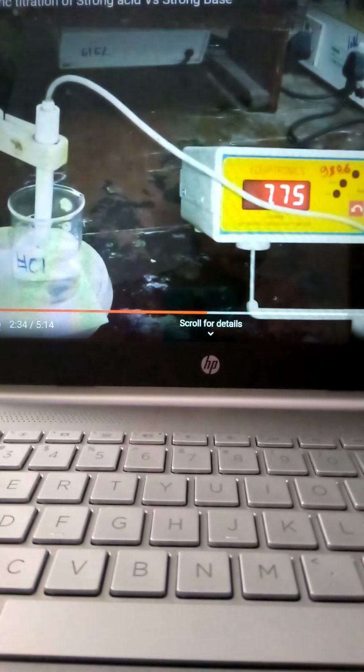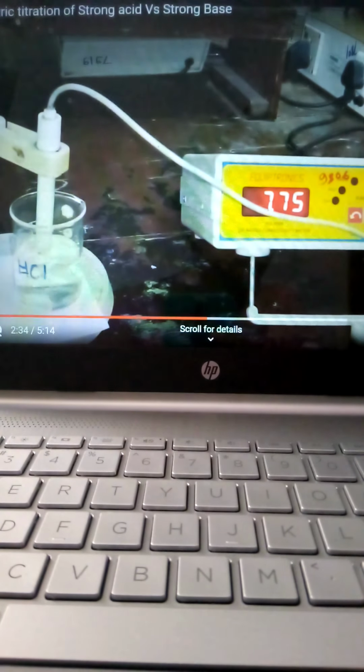So this is all about the calculation part of the experiment.